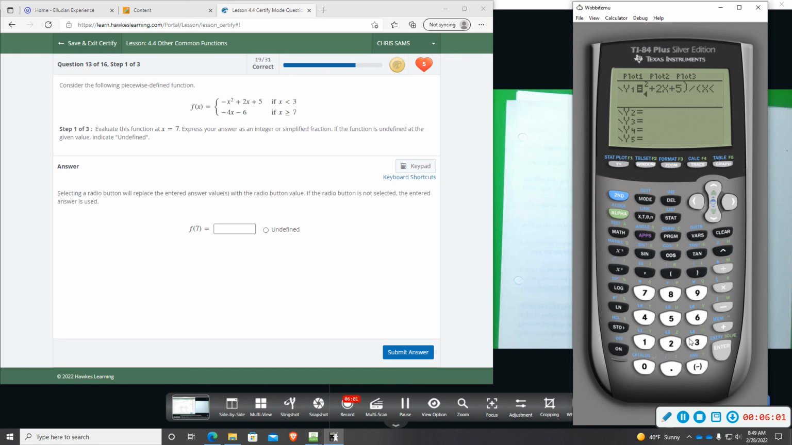Okay, and then 3, and then close parentheses. So this is going to do the first part of the graph only for the part that's less than 3. If I hit graph right now, you'll see a graph that will stop around 3. So that's 3. It's kind of like a parabola, but it stops over here. We've restricted that value.